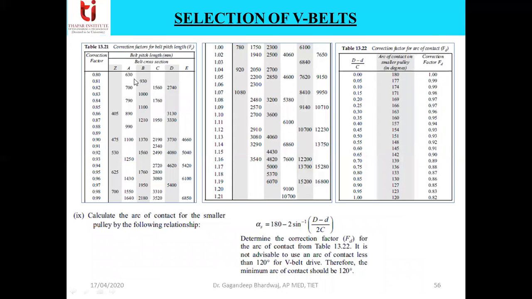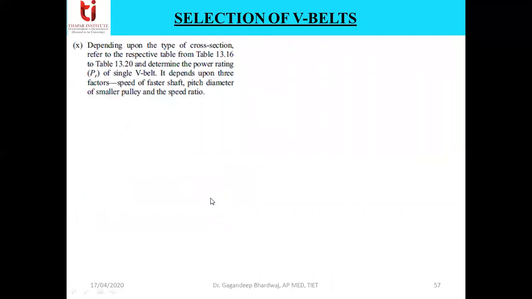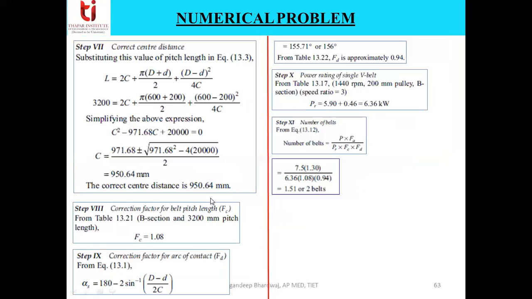So for the correction factor for belt pitch length FC, we will move to table 13.21. It is a B type cross section, and for the pitch length of 3200, the correction factor is 1.08. So we have noted the correction factor for belt pitch length, which is 1.08.